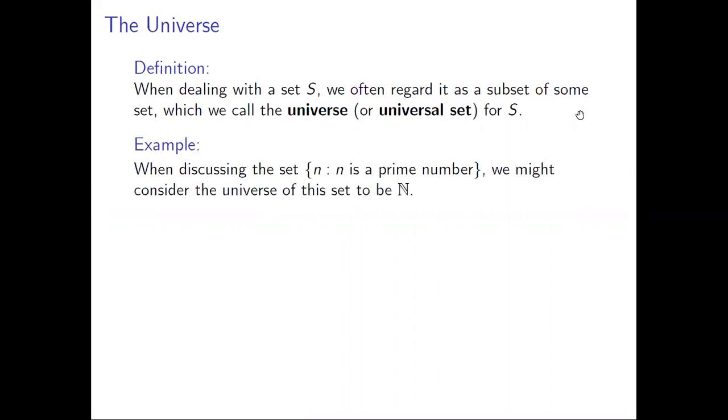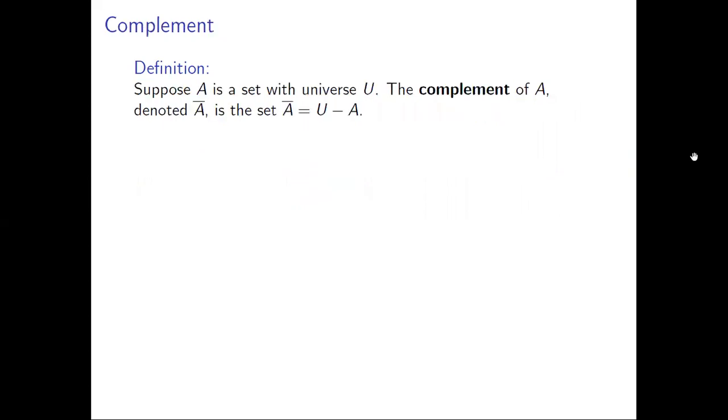For example, when discussing the set of prime numbers, we might consider the universe of this set to be the natural numbers. That's a pretty natural thing to think about. When you think about prime numbers, as opposed to some larger set, you might typically think of natural numbers. Now, that's not the only set you might think of, so it usually has to be specified what the universe is. It's usually not so obvious, but sometimes it is obvious. But generally, it will be specified.